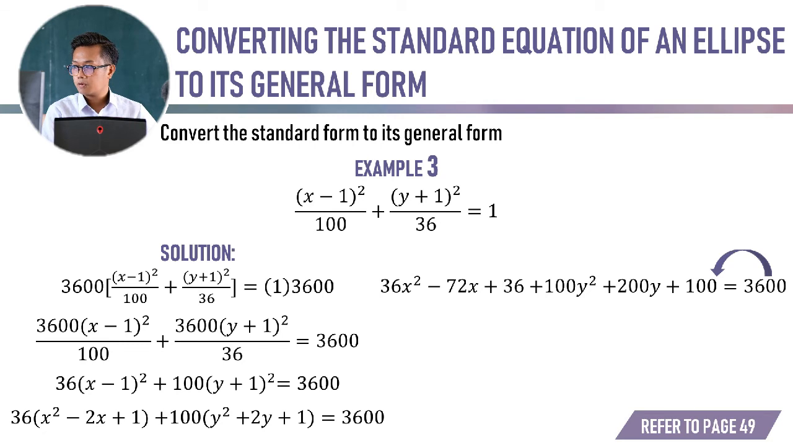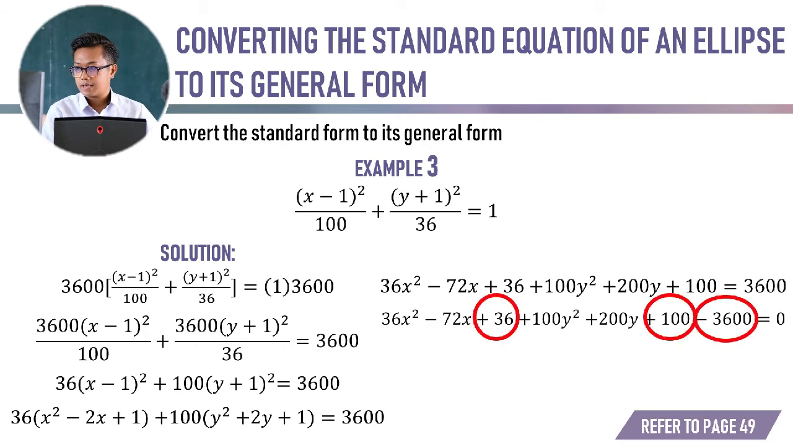And then, i-transpose mo lang ang imo nga whole number or imo nga constant from the right side of your equation to your left side of your equation. So, pag transpose mo sang imo number, maano gani ang sign? Ma-change. Okay, very good. So, this becomes 36x squared minus 72x plus 36 plus 100y squared plus 200y plus 100 minus 3,600 is equal to 0.